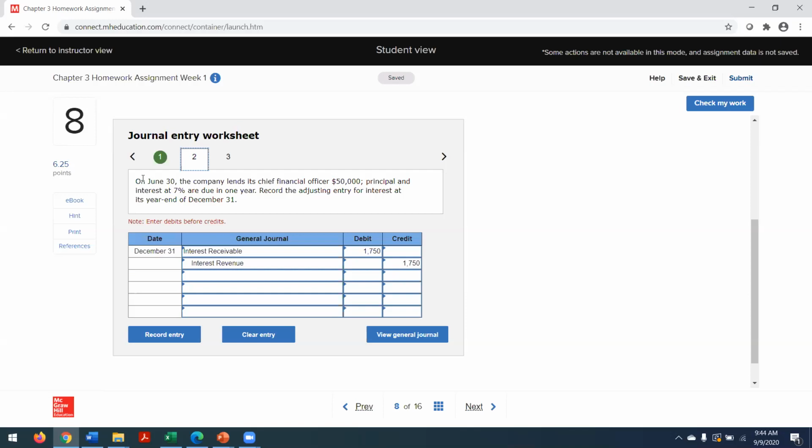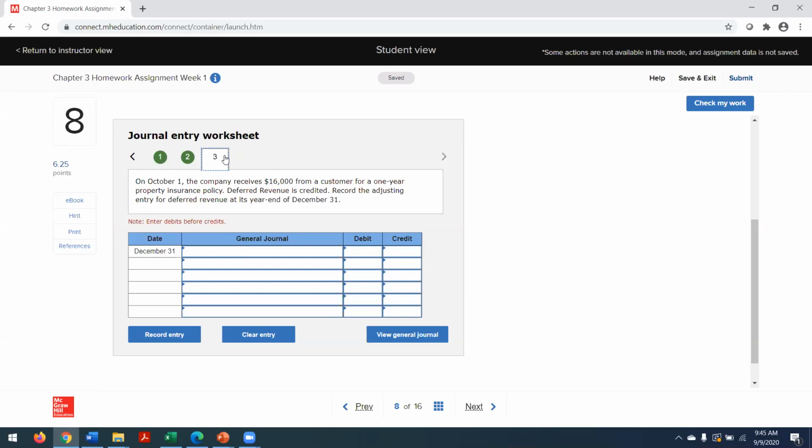But we need to show how much interest has been accrued, and we're going to show it as interest revenue. Due to the passing of time, we've earned this money. We just haven't received it yet. So 50,000 times 7% or 3,500 would be the amount we receive after a year. But how much interest revenue have we earned? Half of it. So we would debit our interest receivable and we would credit our interest revenue.